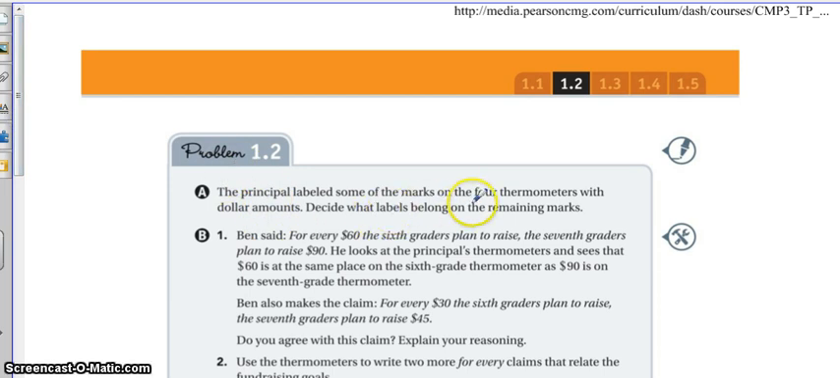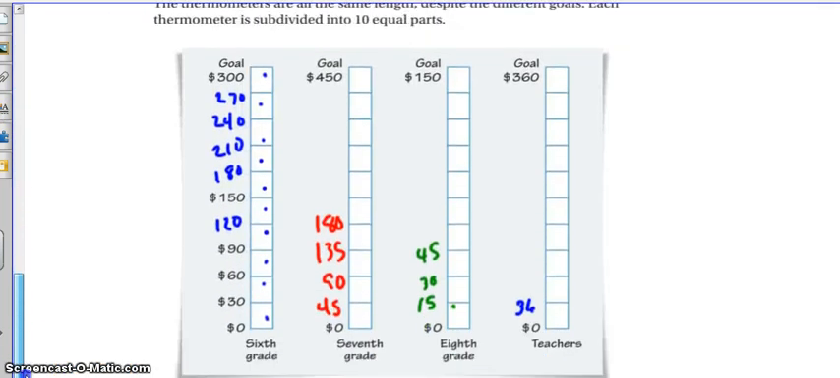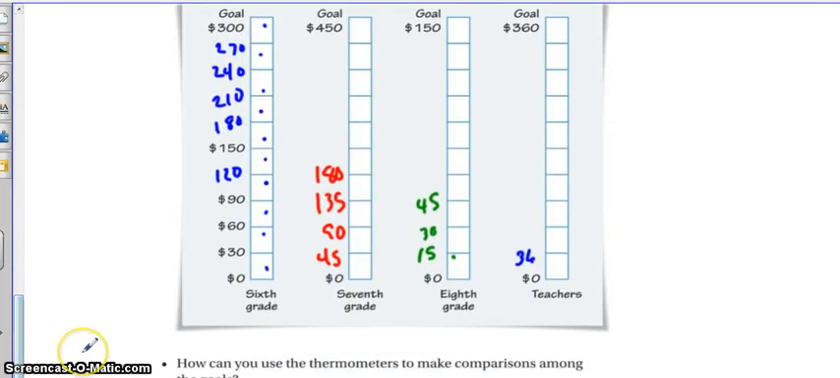The principal labeled some of the marks on the thermometers with dollar amounts. Describe what labels belong on the remaining marks. Well, if we go back over here to our marks, sorry about that. What this is really wanting us to do is to finish labeling these thermometers. So I'm going to continue labeling these thermometers, and I want you to follow along with me because you need to have this done before coming to class tomorrow or before coming to class on Monday next week.